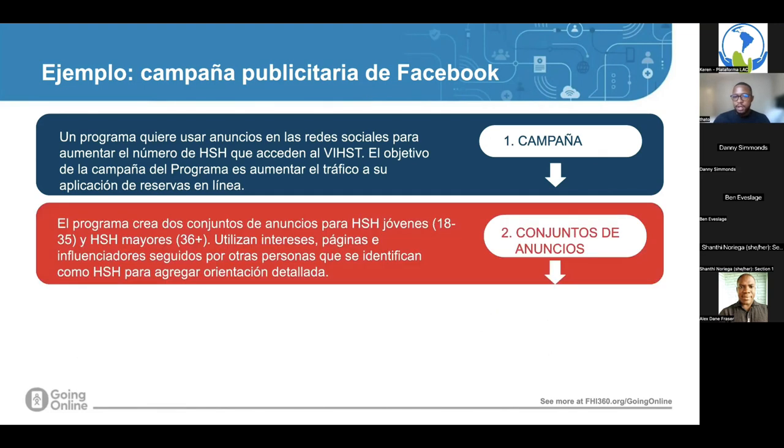You would then separate this campaign into 2 ad sets. One would be targeted for young MSM aged between 18 and 35. The other one would be targeting older MSM.